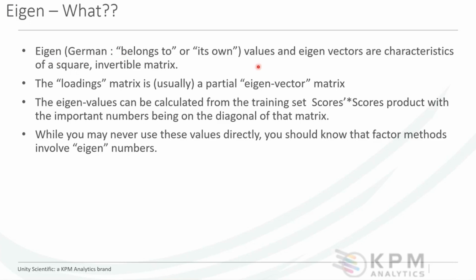We've been talking about eigenvalues and eigenvectors. They're characteristic of this matrix, this data matrix. The loading matrix is a partial eigenvector matrix. So the eigenvalues can be calculated from the training set. And this is how it's done.